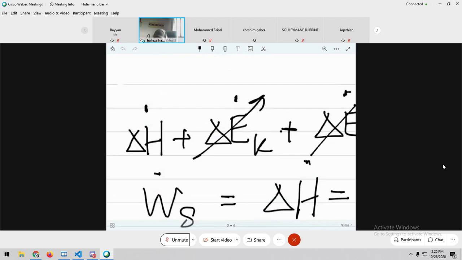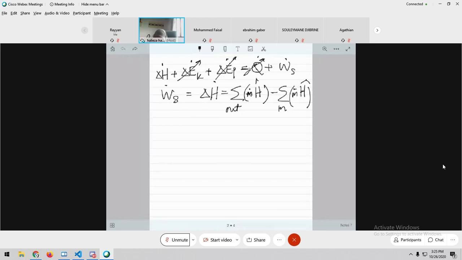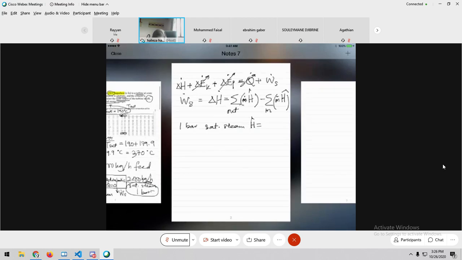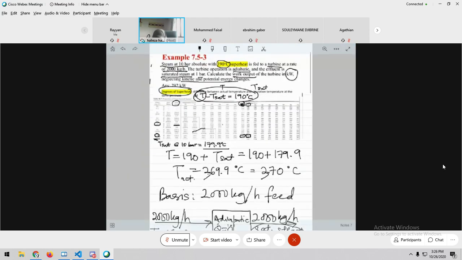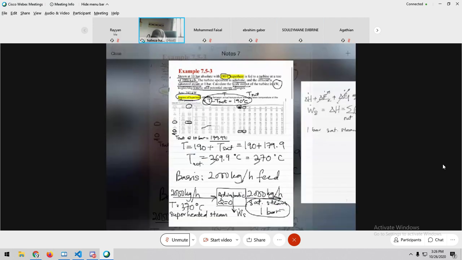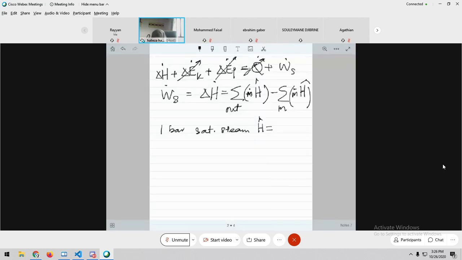Write down what we have. At 1 bar saturated steam, the enthalpy. What did we get for the enthalpy? 2675.4, from that value. Can you please repeat that? 2675.4. Okay, the unit is kilojoules per kilogram. That is your outlet enthalpy.